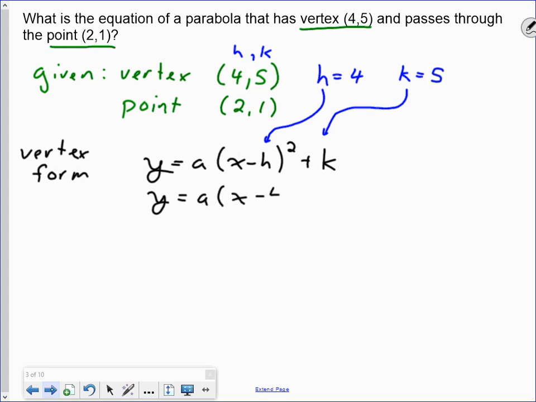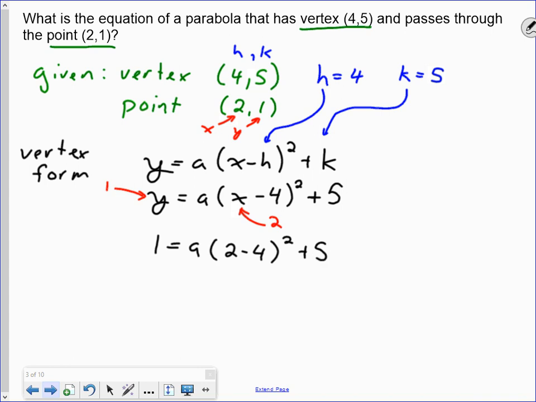Ax minus 4 squared plus 5. Perfect. Now the other piece of information is we're given this point, 2, 1. Well, our point consists of a value of x and a value for y. So we can sub the y value in here, so our y value is 1, and we can sub the x value of 2 into there. This will give us 1 equals a, 2 minus 4 squared plus 5.